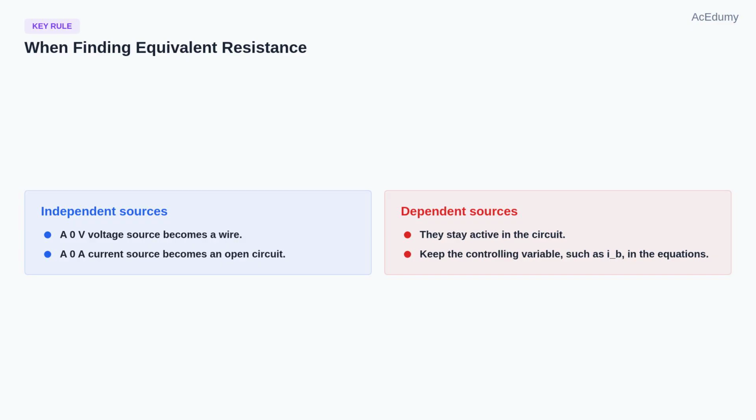Independent sources are physical sources whose value is fixed from outside the circuit. When we use a test source method, a voltage source with 0 volts becomes a wire, and a current source with 0 amps becomes an open circuit. A dependent source is different. Its value is controlled by another circuit variable, like IB in this example. So it must remain in the circuit, and the controlling variable must be written into the equations.